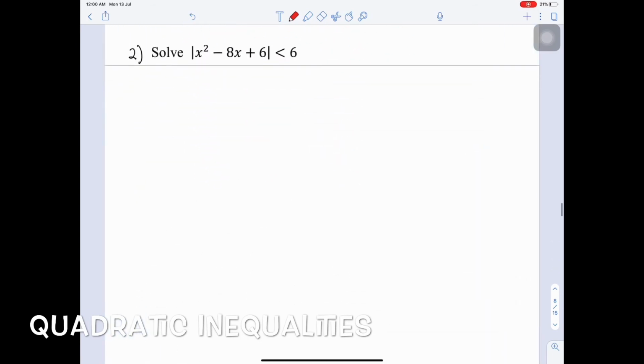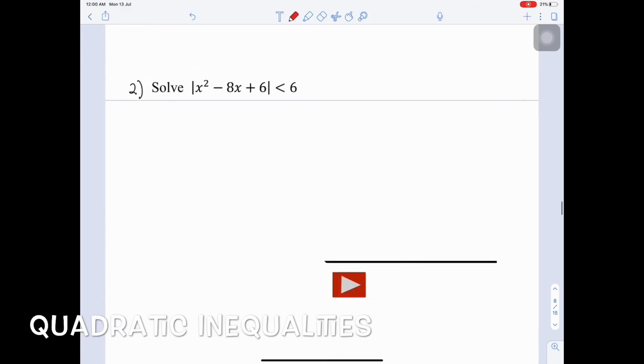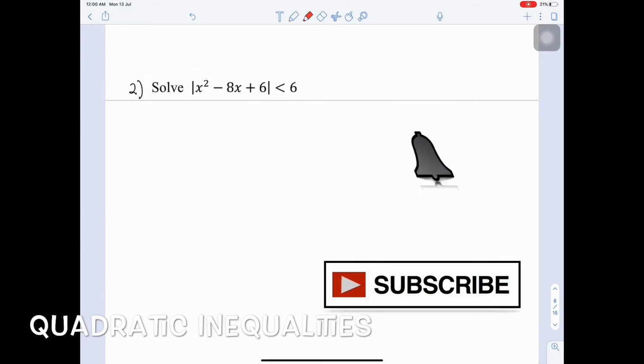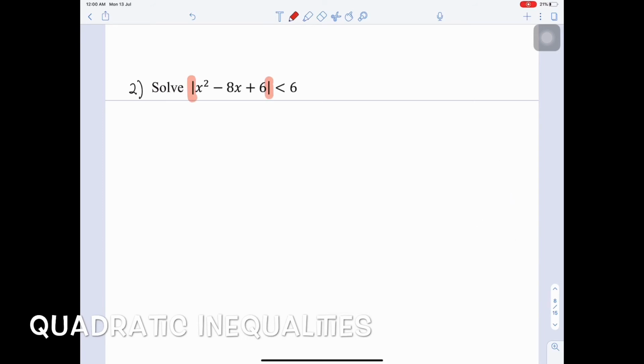Last but not least, let's look at this kind of question where there is a modulus for the quadratic. We open the modulus. If you open the modulus, it becomes x squared minus 8x plus 6 less than plus or minus 6. Therefore there are two inequalities to be solved. The first one is x squared minus 8x plus 6 less than positive 6, and x squared minus 8x plus 6 less than negative 6.